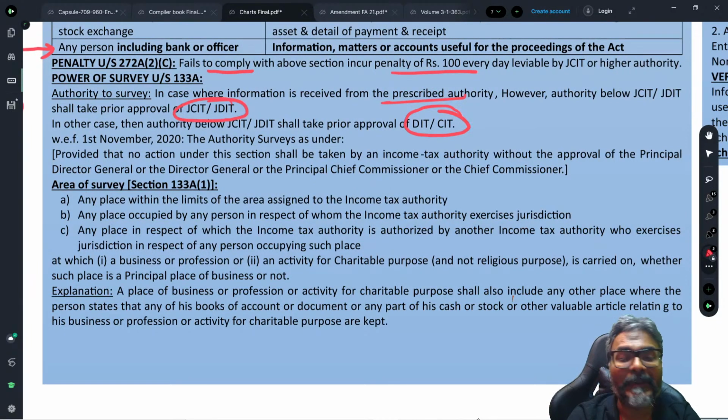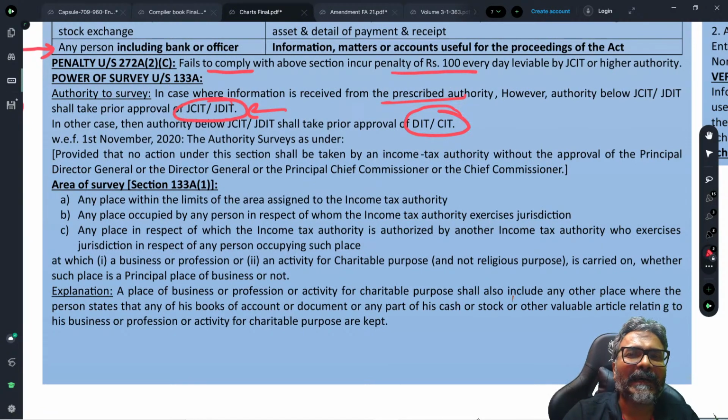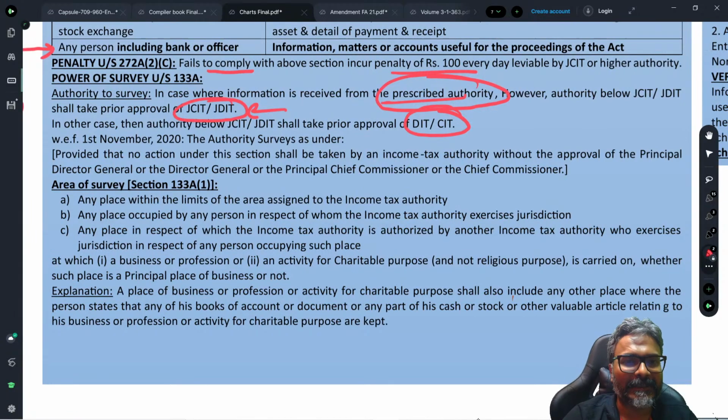So in all the remaining cases, you need to take the approval from the CIT. Whereas wherever the information is coming from the prescribed authority, you will have to take the approval from the JCIT.